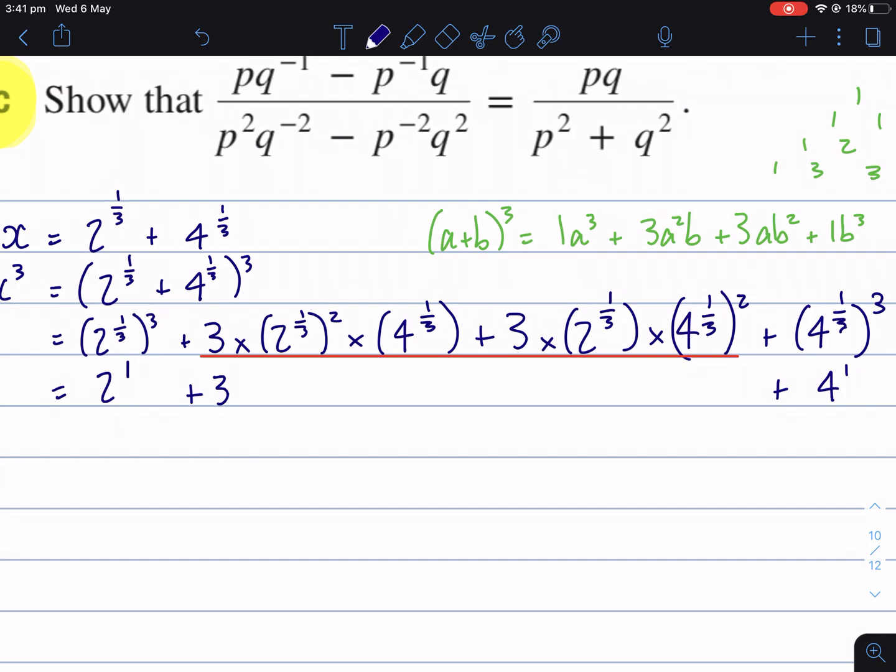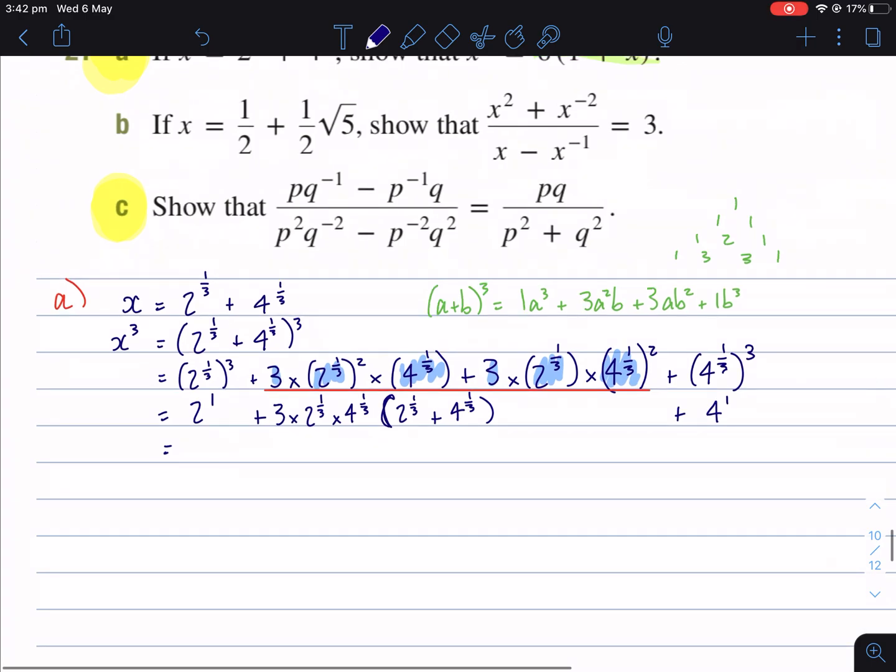So the common factors, I'm taking out common factors. My common factors are 3, 2 to the 3rd, and 4 to the 3rd. When I take them out the front, I end up with 2 3rds left over from the first term because that was squared. 4 3rds left over from the second one because that was squared. So here, now let's group our like terms. 2 to the 1 plus 4 to the 1, 6.